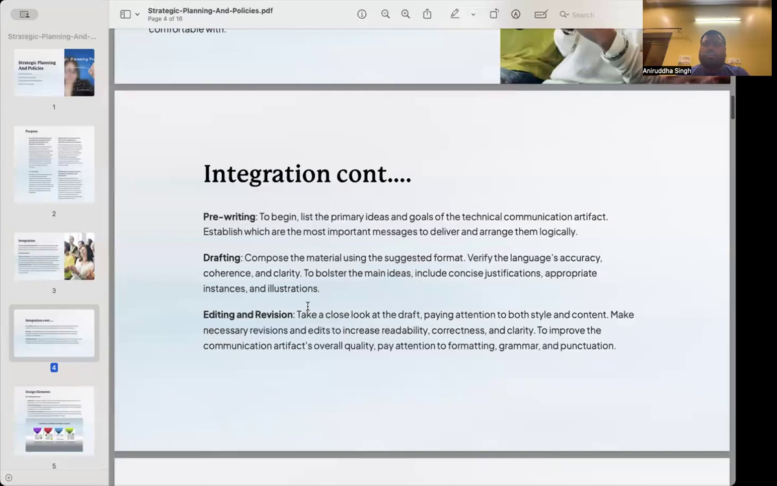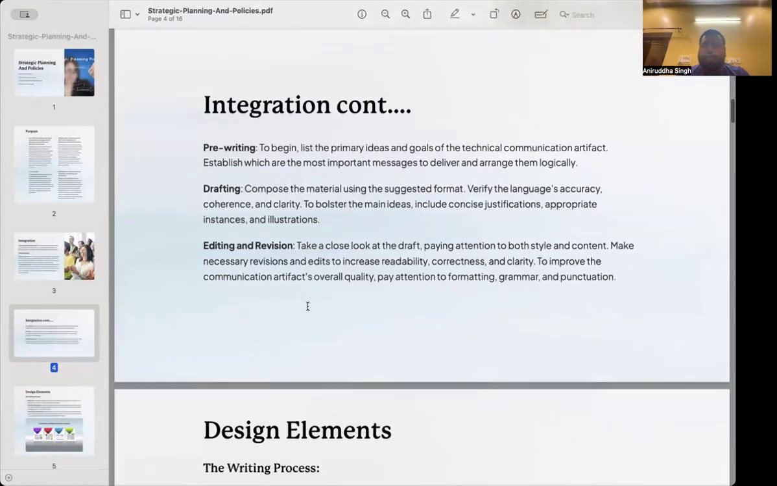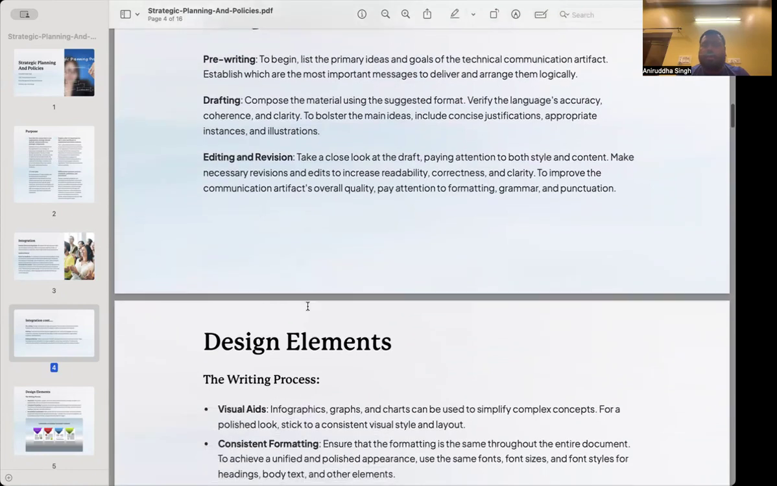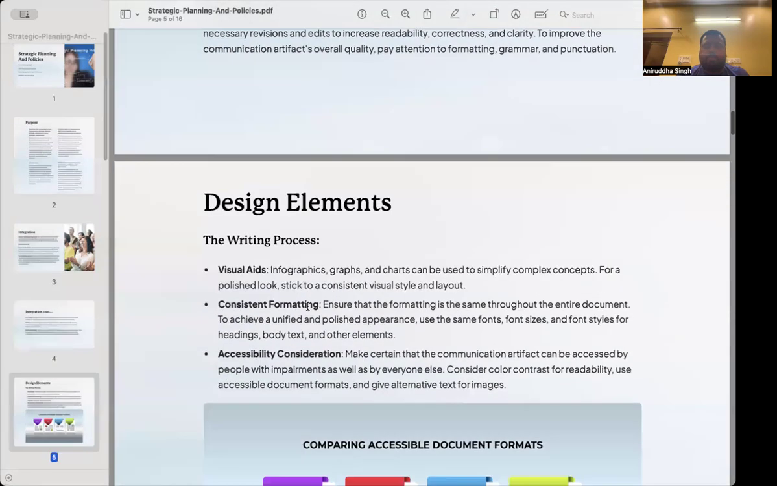We need to make sure that there is a pre-writing in place that is basically listing all the primary ideas and goals of the technical communication and artifact. We need to create a draft of the material using the suggested format. Then finally, once the draft is ready, we'll edit it, take a close look at the draft, revise the draft, and make sure that the style is consistent and the content can be easily accessed.